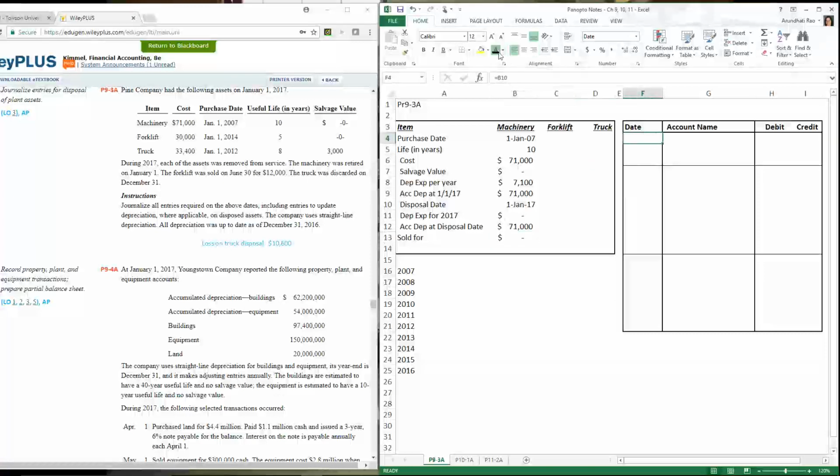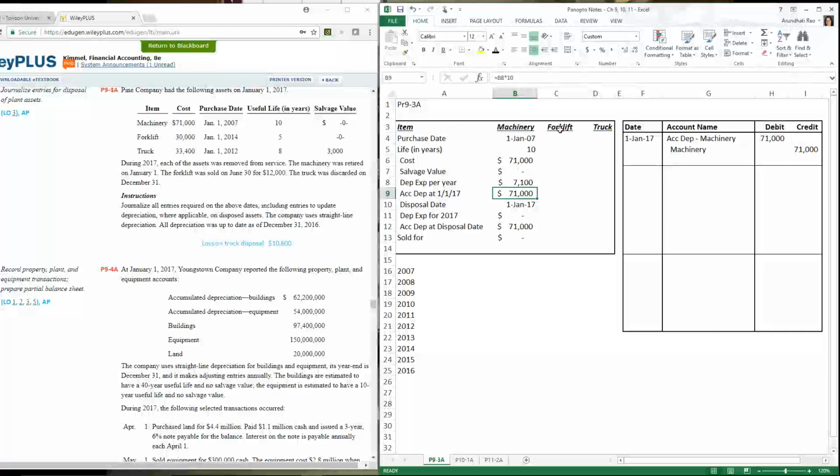So my journal entry on Jan 1st, 2017 is very easy. The asset at original cost has to be taken off my books. I'm going to take it off my books so it's no longer there. Accumulated depreciation is a contra asset account. It exists only in relationship with the asset. The minute I retire the asset, I need to take accumulated depreciation off my books as well. So the full amount is going off my books.